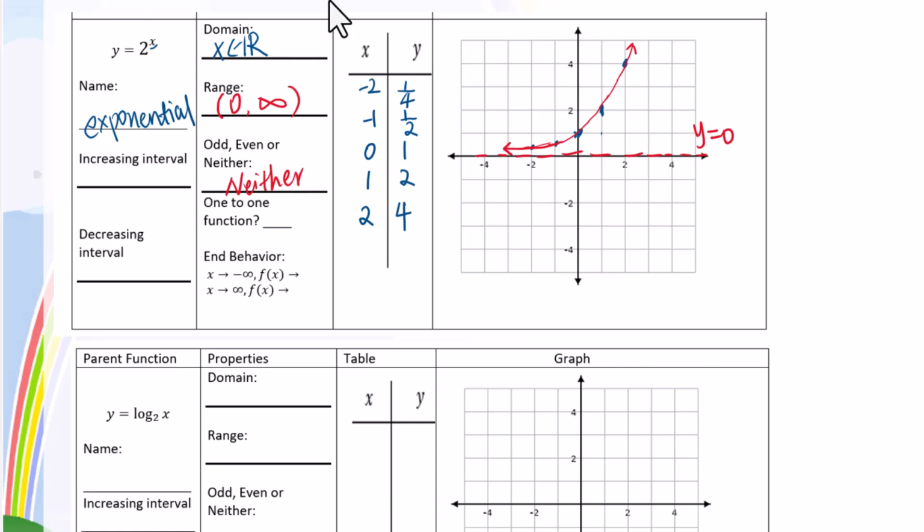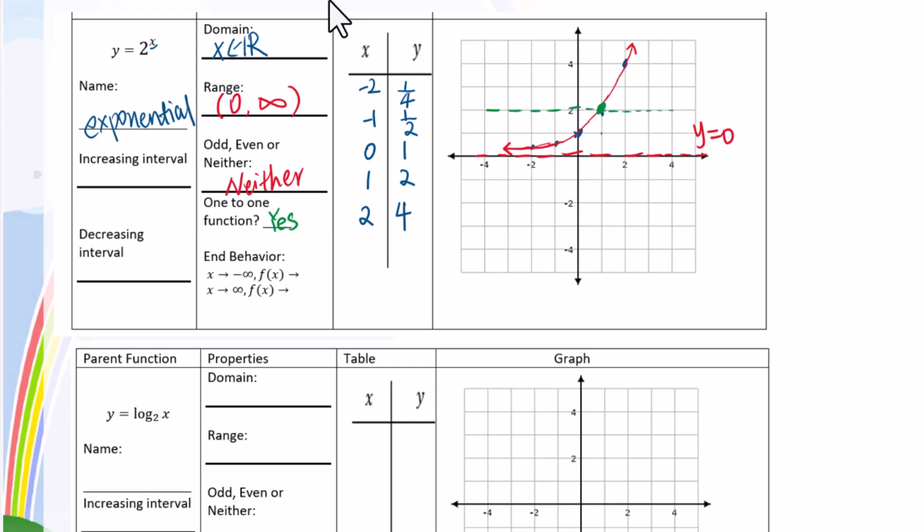One-to-one function. Let's draw any horizontal line passing through the graph. We only have one intersection. It's a one-to-one function. And behavior.